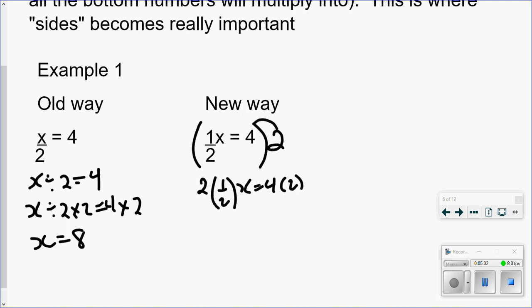So when we expand, just like we did last chapter, try to get in the habit of thinking of it like this. And the advantage to it is that, hey, look at that, I can just cross those things out. I'm left with 1x equals 8, and I don't even have to have that 1 there. I could just write it as x equals 8.